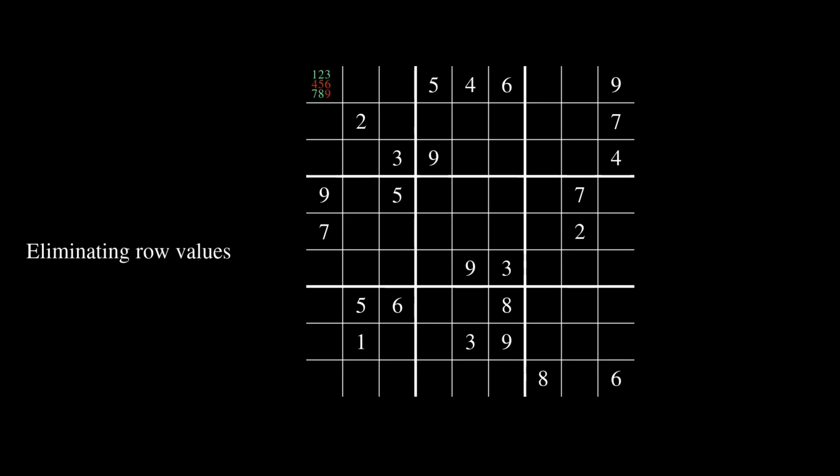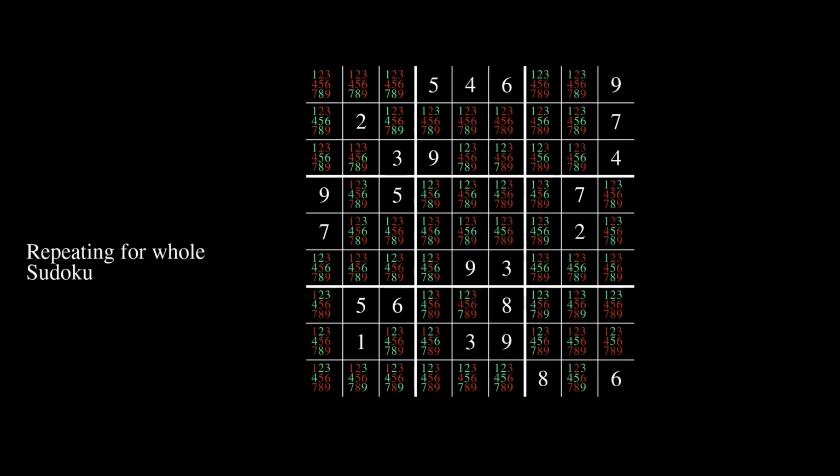First we can eliminate 5, 4, 6 and 9 as the row values, then 9 and 7 as the column values, and 2 and 3 as the block values. Then we can do the whole process for the whole first block and then for the whole Sudoku.